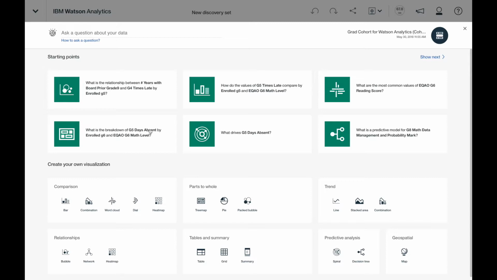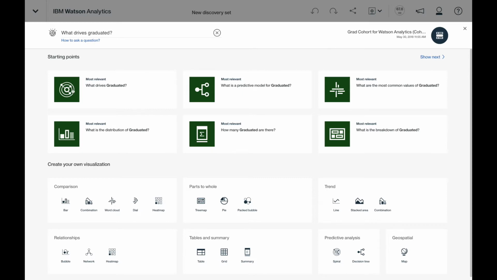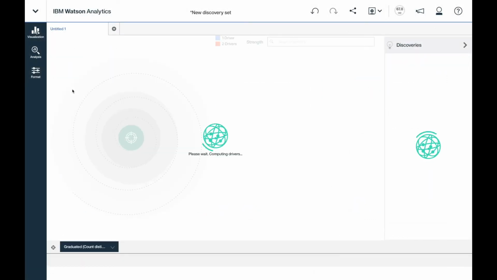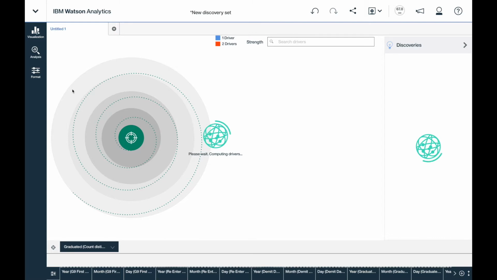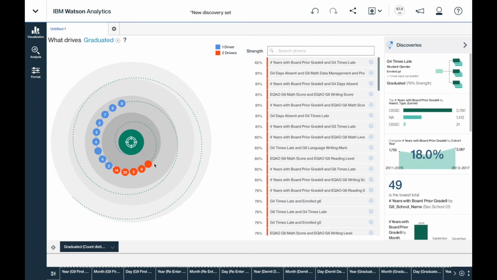I'm going to use this data set now and pose the exact same question I did previously. What drives graduated? Now when I run the visualization, I get the drivers against the elementary dataset only. I can now see that if Watson Analytics knows the number of years a student was with the school board prior to grade 9, along with the number of times they were late in grade 4, it can predict with 82% confidence whether or not a student will graduate.